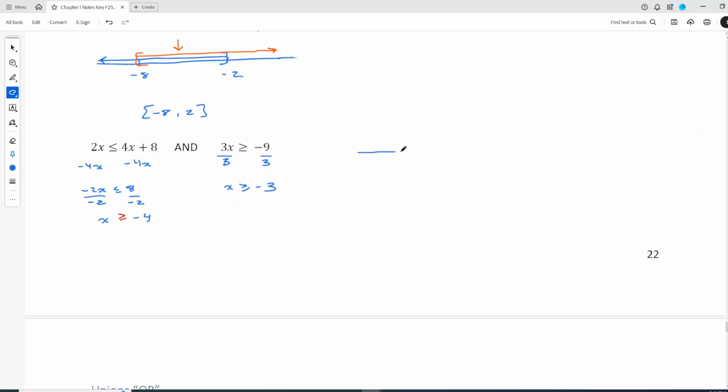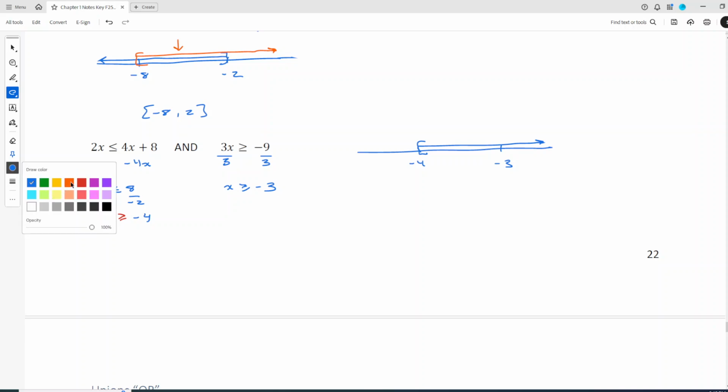Now I'm going to sketch these. I've got some room over here, so I'm going to do it over here. Which number is smaller? -4. So the -3 is going to go on the right. Then I'm going to sketch x is greater than or equal to -4. That is going to be a square bracket opening to the right. Then I'm going to sketch x is greater than or equal to -3, so I'm going to put a square bracket opening to the right at -3. Where do the graphs overlap? Only this section here. So my solution will be all the numbers from -3 with a square bracket up to infinity.